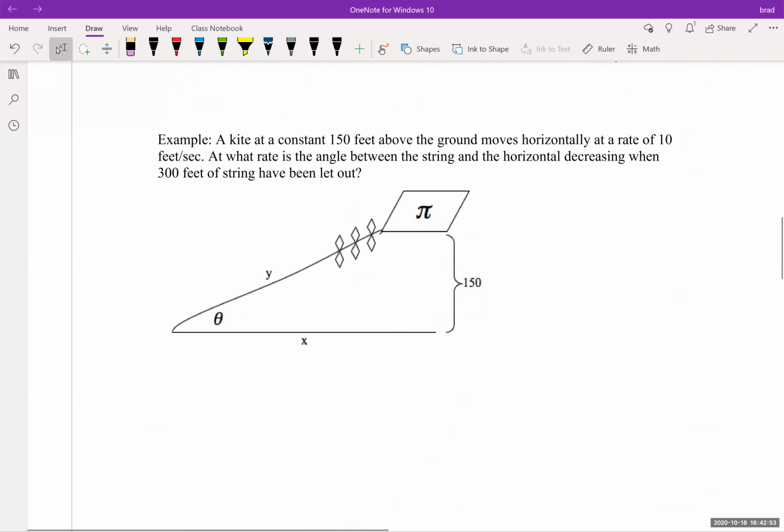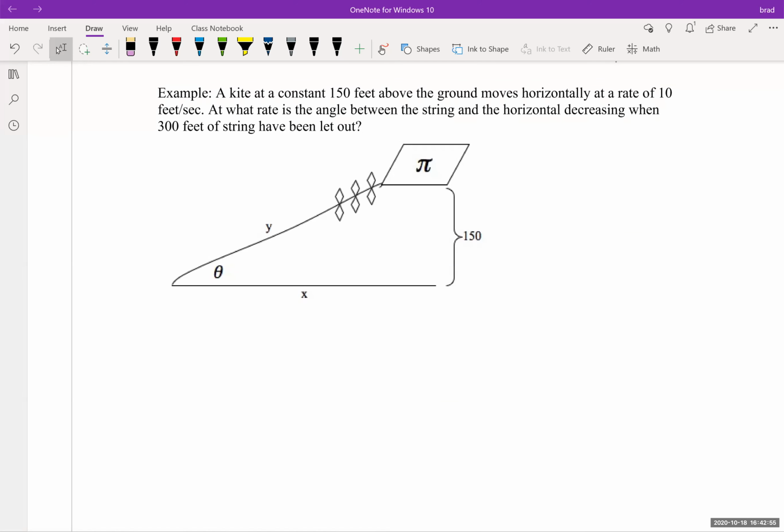Okay, so now let's look at another example. It says a kite at a constant 150 feet above the ground moves horizontally at a rate of 10 feet per second. At what rate is the angle between the string and the horizontal decreasing when 300 feet of string have been let out? Okay, so basically what they're saying is you're letting string out.